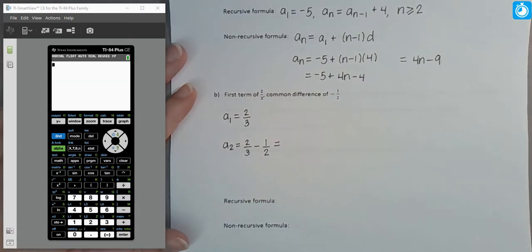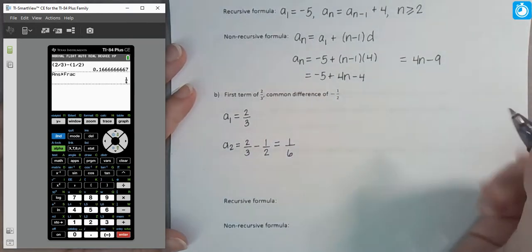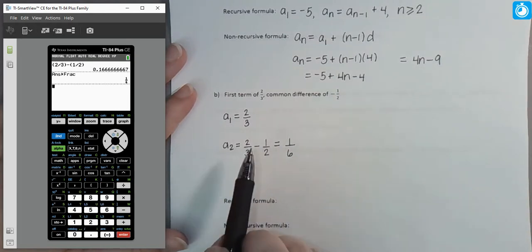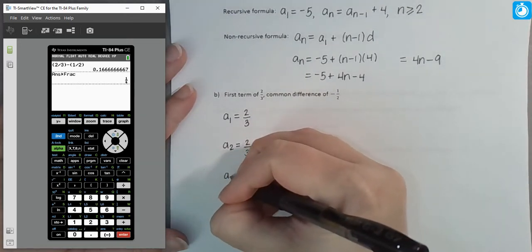If we want, we can do that in the calculator, which will save some time. So 2/3 minus 1/2, and then we convert that to a fraction, and that's going to give us 1/6. Now suppose you didn't have a calculator or you wanted to work this out in a different way. You would have to get your common denominator, of course, and then you combine and reduce whatever fraction you end up with.